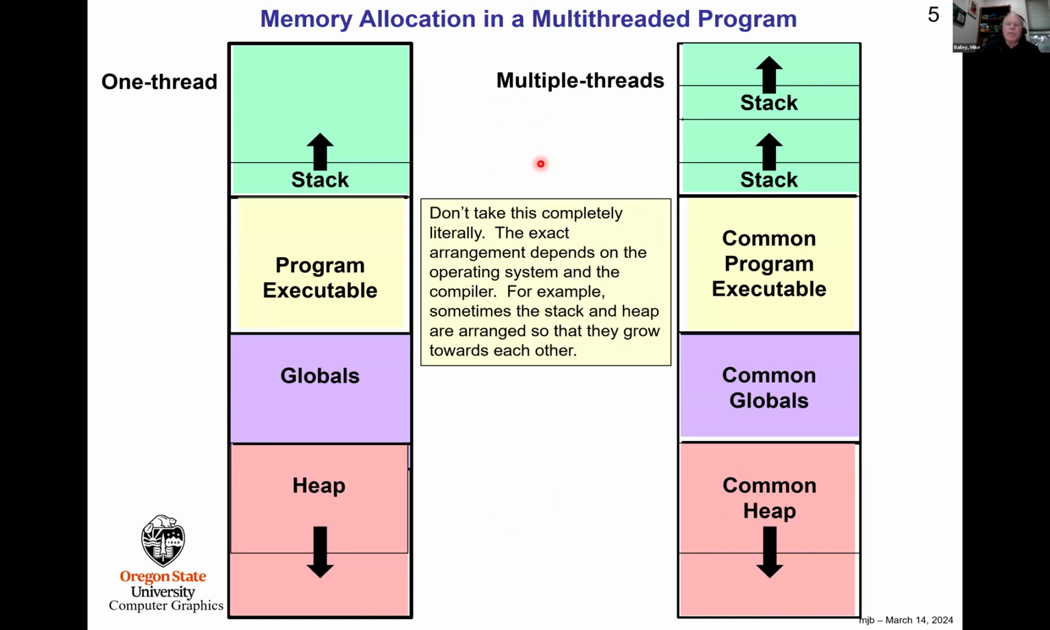Okay, in a single thread program, you typically have this. In a multi-threaded program, you typically have this. But notice the heap is common to all the threads. The globals are common to all the threads. All the threads are executing the same executable. It's the stacks that are different. Each thread needs its own stack because it's going to assign its own local variables, its own function arguments, and so on.